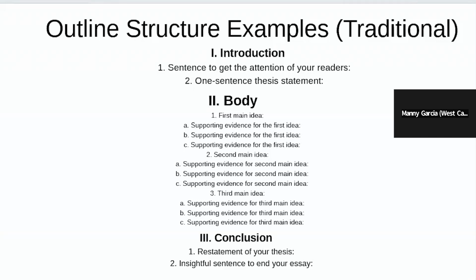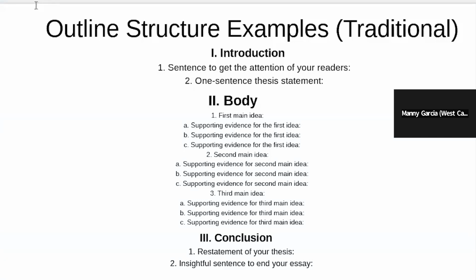The body paragraph, first, second, and third main ideas. Oftentimes, I will refer to this as the hamburger model. And you may have heard about this if you were in grade school, but let me see if I can just give you a quick demo here.